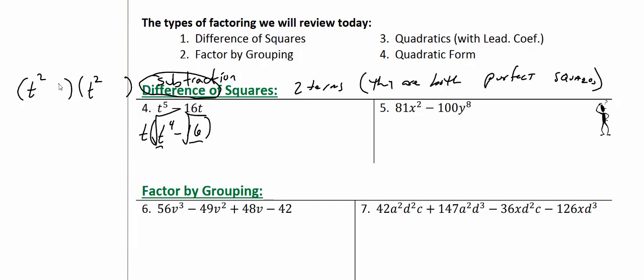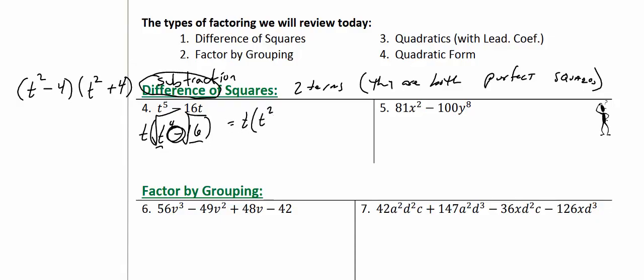Square root of 16 is 4. And then since it's a minus here, one is going to be a minus and one is going to be a plus. Okay? It's always going to happen that way. Never both minuses and never both pluses. One negative, one positive. So in this problem, I have the t from the beginning.